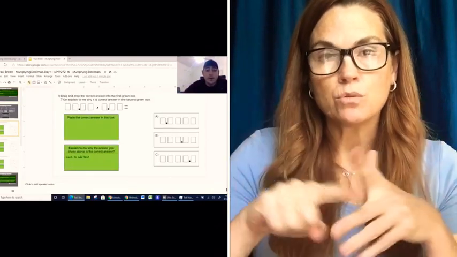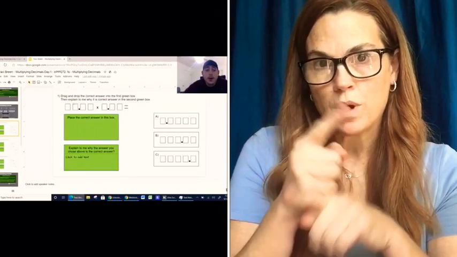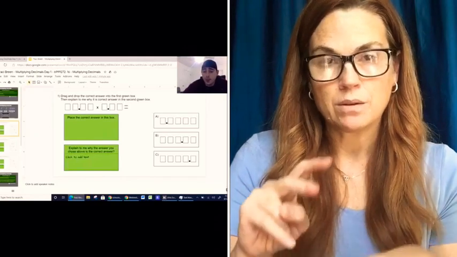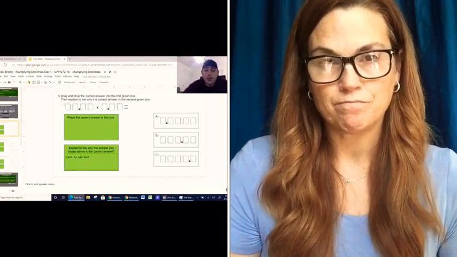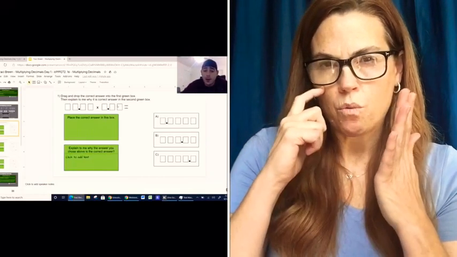So number one, it says drag and drop the correct answer into the first green box. Then explain to me why it is the correct answer in the second green box. So when you're looking at this, you notice there's no numbers. So we're focusing primarily on the place values.